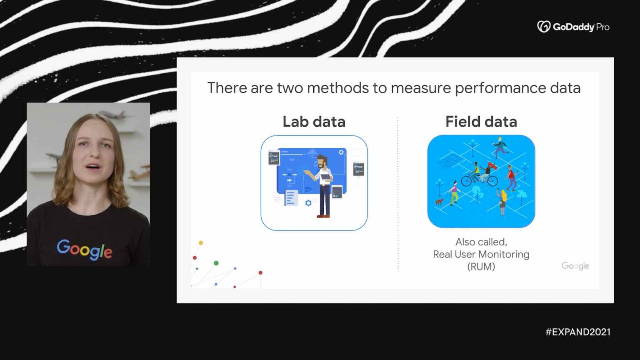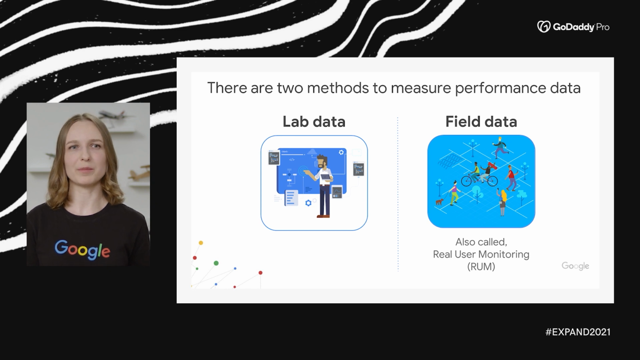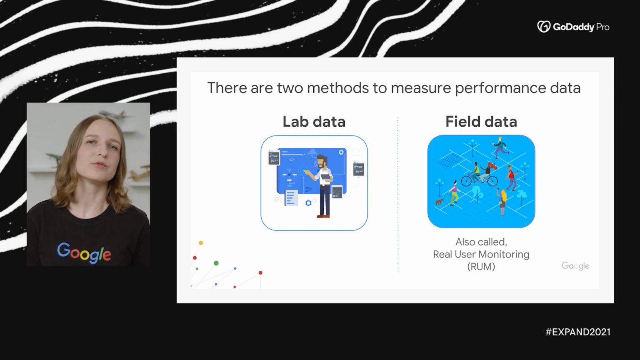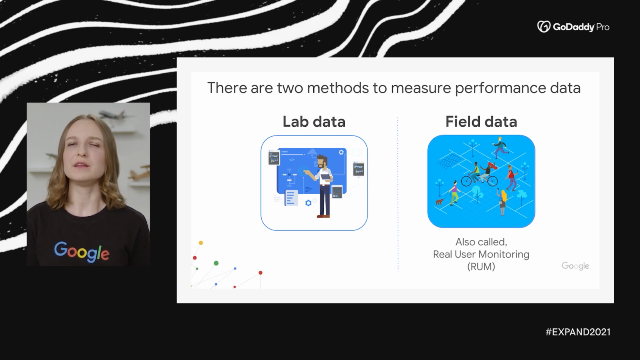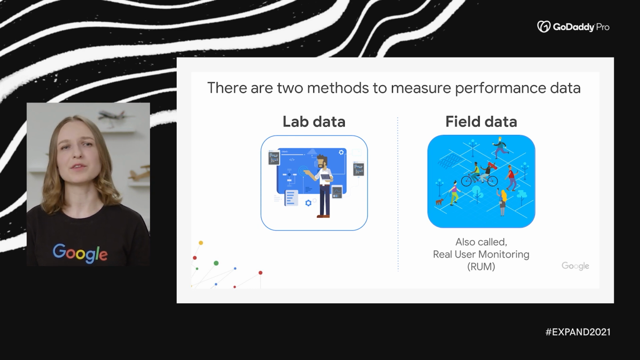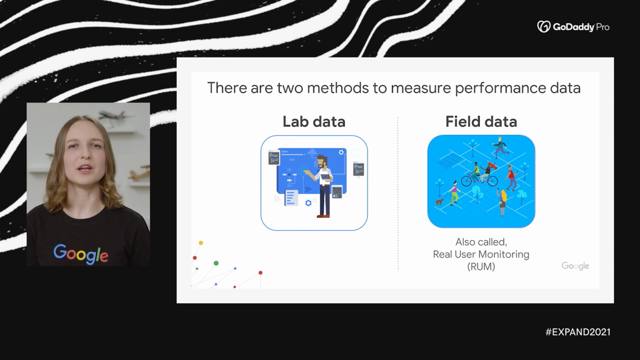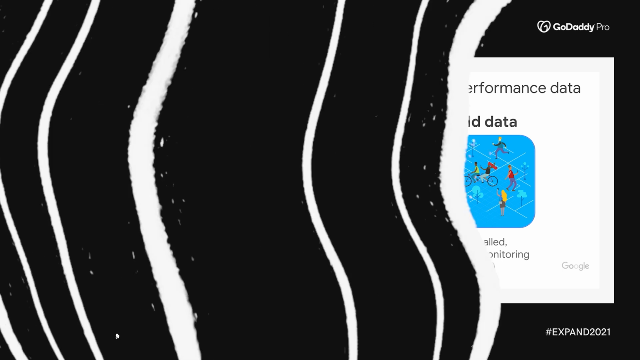The first category is called lab data. It provides insights into how potential users will likely experience your web page, and this offers a wide variety of possibilities for debugging. The second category is called field data. This data shows how real users are experiencing your website in the wild, in the real world, when they're loading it. This type of measurement is also sometimes called real user monitoring or RUM, so keep that in mind when you hear the names and know that they can be used interchangeably.